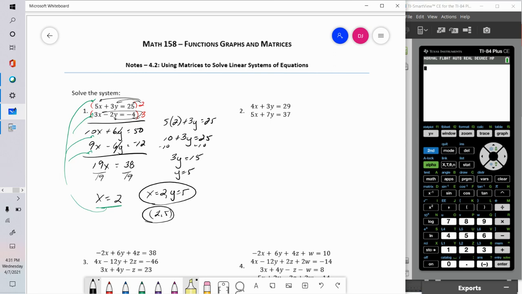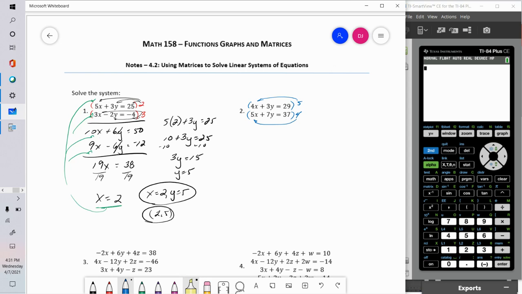In number 2, now you'll notice that in number 1, I wanted to eliminate the y's because one of them was already positive, one of them was already negative. In number 2, I might decide, you know what, let's eliminate the x variable. So I'm going to multiply the top equation by 5 and the bottom equation by 4, so that when I distribute the 5, I'll get a 20x. When I distribute the 4, I'll also get a 20x.